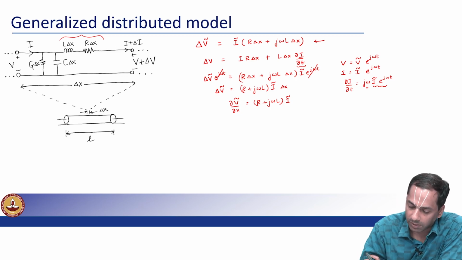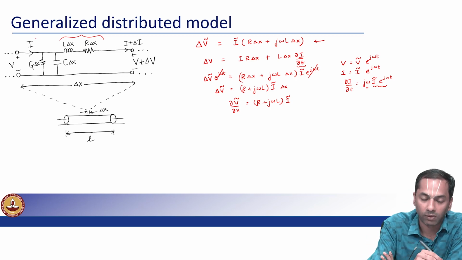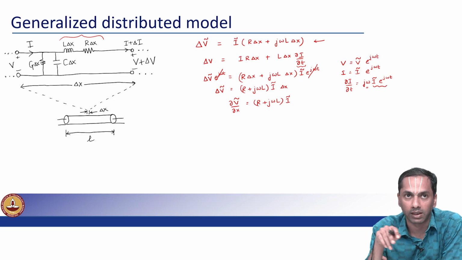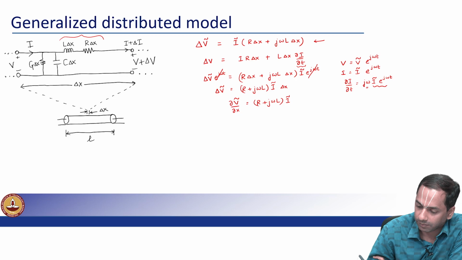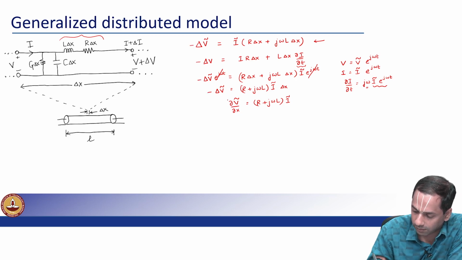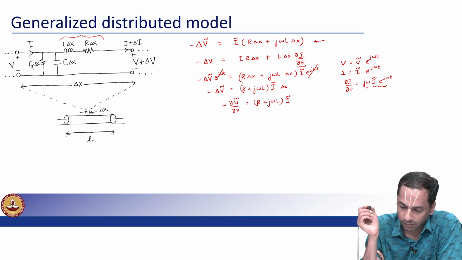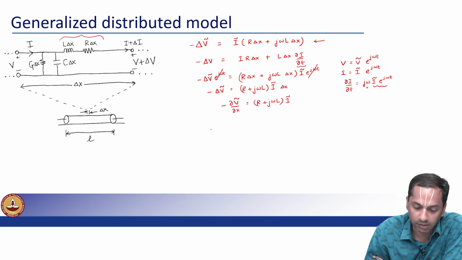So I made a mistake here. There will be a minus sign, because remember that as I go from V to V plus delta V, the potential goes down, right? Assuming that current is flowing from left to right, it should go from high potential to low potential, right? So I can say there's a minus sign throughout this. Okay.